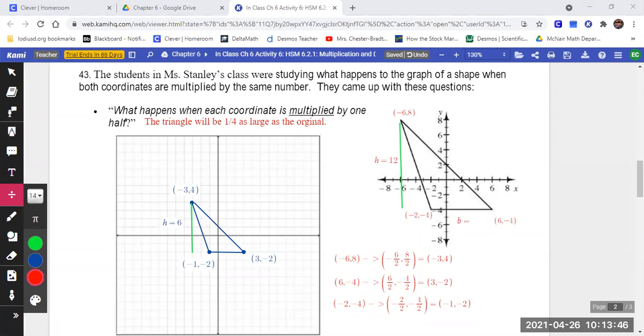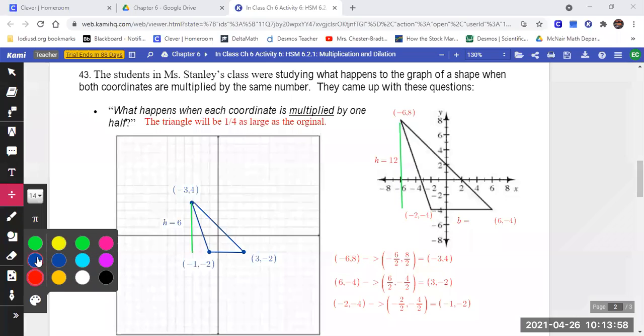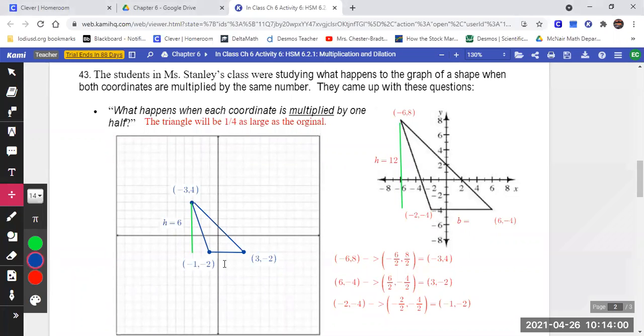How far is it between the 2 points on the bottom? I need both of them, the blue one and the red one. So we have to stay between the coordinates for the base. The height is the line that goes straight down to the base. Sometimes it's in the triangle, sometimes it's not.